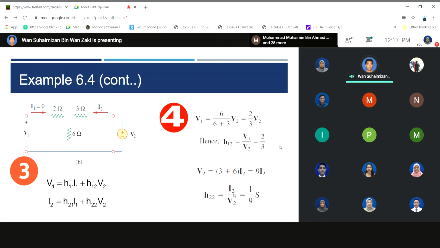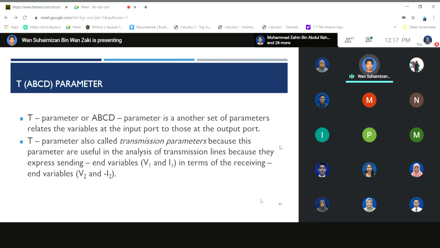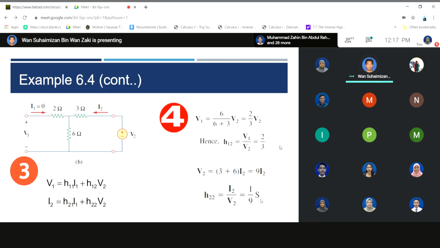The ratio I2 over V2 will be 1 over 9. So the unit for H22 is Siemens. So that is for the hybrid parameter. Any question? So far, good. All right, good.